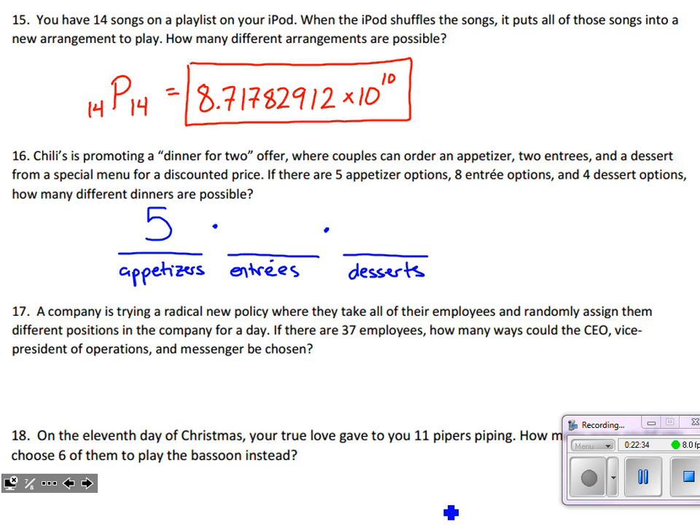For our entrees, since we are choosing 2 of them with replacement, right? Because we could have 2 couples that order the exact same entree. Okay, we've got 8 to the 2nd power. It's like an 8 times 8 situation there. So you could have split that up into 2 entree blanks if you wanted, or just realize that those 8 options are available to both people. And then lastly, 4 dessert options. So we've got 5 times 8 squared times 4. We get 1,280.